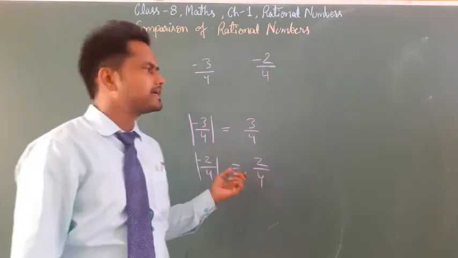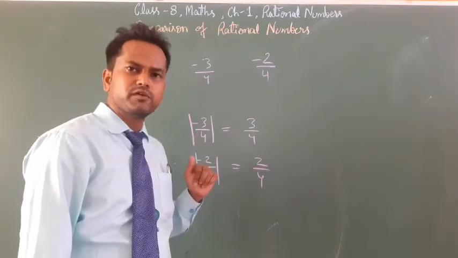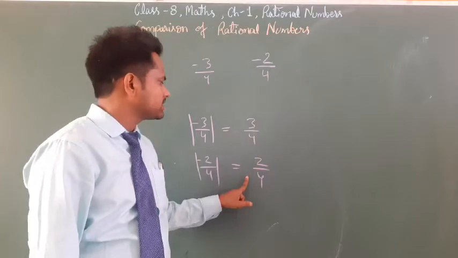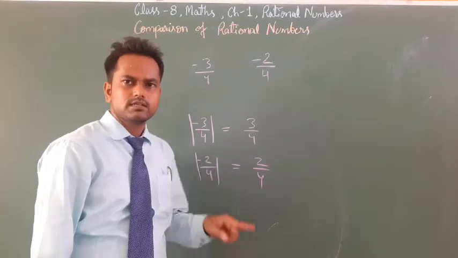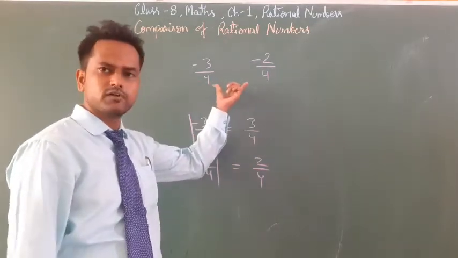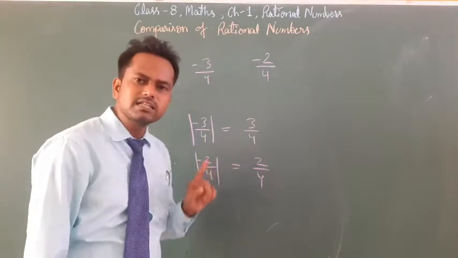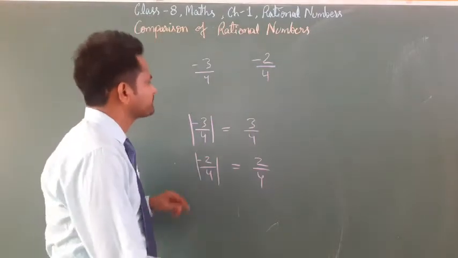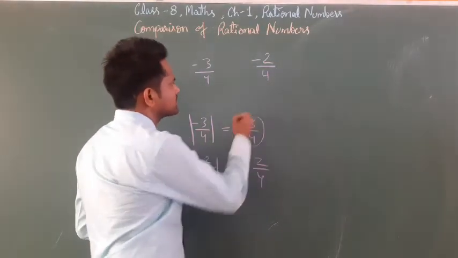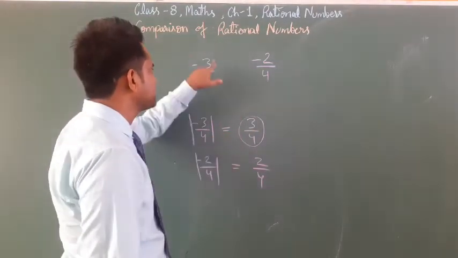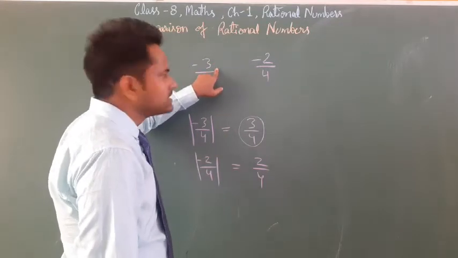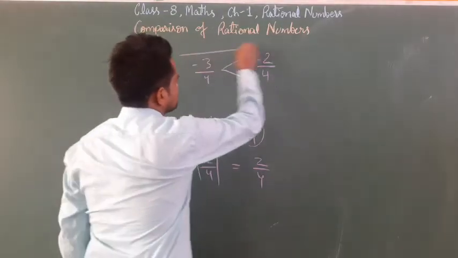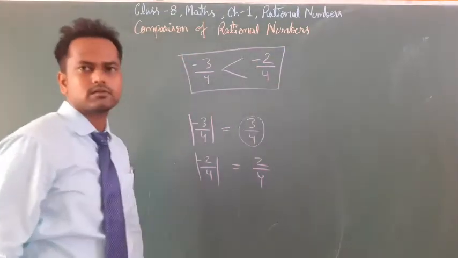But it is said that the larger absolute value in negative rational numbers is smaller. Which one is larger? Clearly 3 by 4 is larger. So if I am talking about negative rational numbers, the larger absolute value is smaller. It means the larger absolute value is 3 by 4. So that's why minus 3 by 4 is smaller than minus 2 by 4. So that is your answer. Got it?